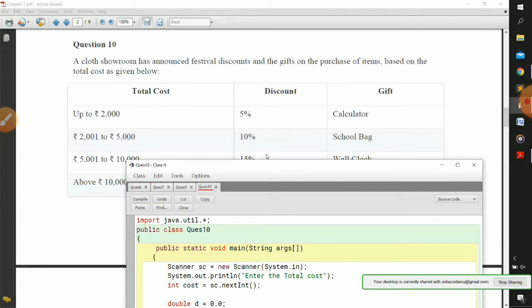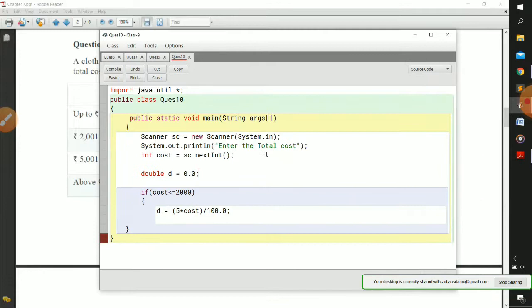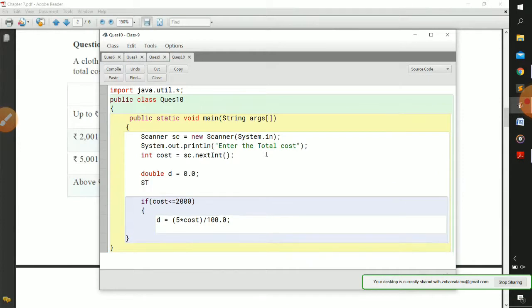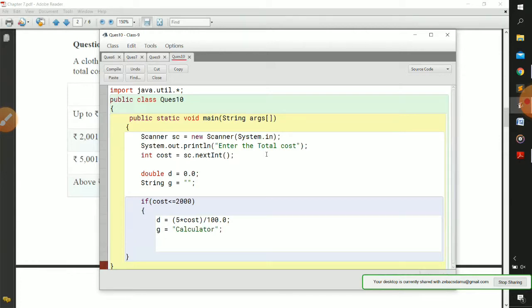Now for the gift also we need to define one variable, so let us take it over here, String g equal to an empty string. So calculator you are going to receive, calculator we have entered. Okay, now the first situation is completed.